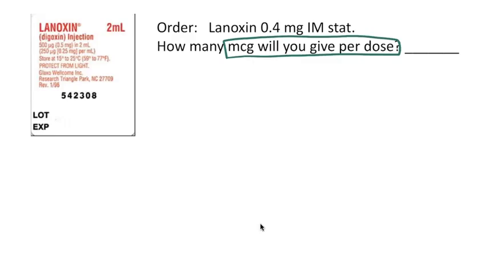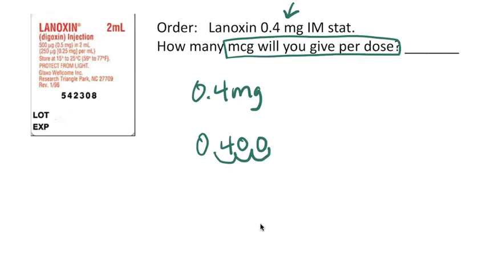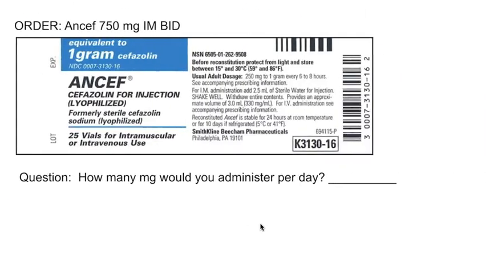Okay, this question is asking how many micrograms that you'll give per dose. So for this, what do I need to know? I need to know how many micrograms per dose. That's going to be my order, and I'm giving 0.4 milligrams. So I just have to convert that into micrograms. So if I write 0.4 milligrams, micrograms is going to go to the right, so I'm going to go 1, 2, 3 decimal points. So it's 1, 2, 2 zeros. So my answer is 400 micrograms per dose. Okay, so that was just a conversion question.